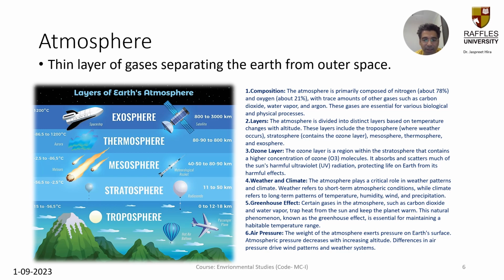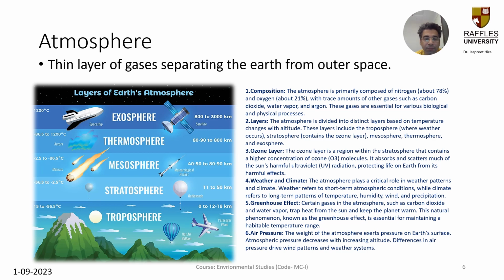The kilometer range is from 0 to 12 kilometers. That is the troposphere. Then we have the stratosphere, which ranges from 11 to 50 kilometers. Then the mesosphere, which ranges from 40 to 50 kilometers. Then the thermosphere, 80 to 90 kilometers. And the last is the exosphere, 800 to 300,000 kilometers.